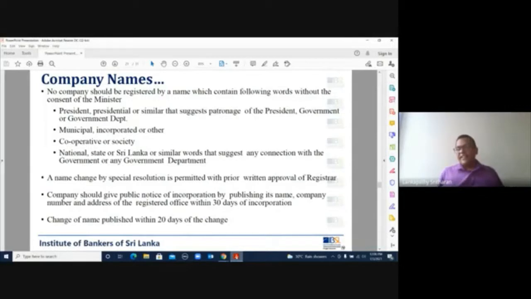This change of the name, of course, you can see even in financial institutions. Sometimes if a financial institution went wrong or is making losses, they restructure and/or merge with some other institution, and sometimes they change the name of the particular company. There are several instances we can see. They had some other names, then subsequently they changed the name. When they want to change the name, they have to follow these conditions.